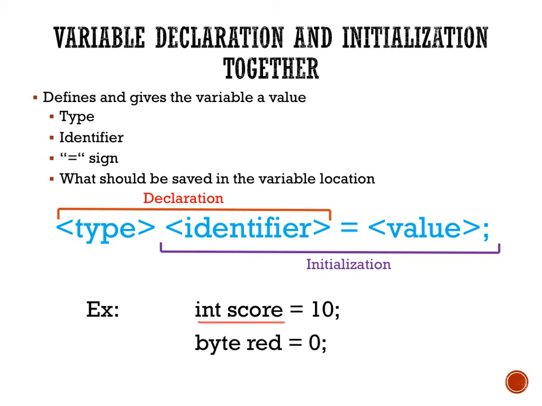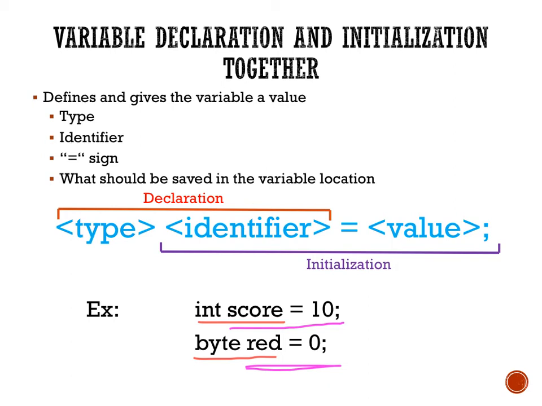So that's the type of variable and the name. That is my declaration. So I have the type and I have the name. But what I've also done is I've extended this statement and I have score is equal to 10. That is my initialization. I'm taking my variable and I'm setting it equal to something for the first time. So I've declared and initialized in the same statement. Same thing here. I have a byte type variable named red. That is my declaration. And then here in pink, I'm setting red equal to 0, and that is my initialization.